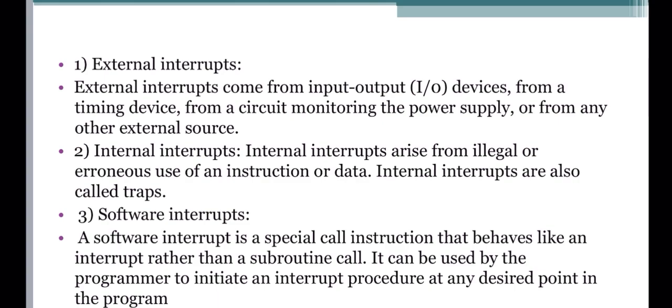1. External interrupts. External interrupts come from input-output (I/O) devices, from a timing device, from a circuit monitoring the power supply, or from any other external source. 2. Internal interrupts. Internal interrupts arise from illegal or erroneous use of an instruction or data. Internal interrupts are also called traps.